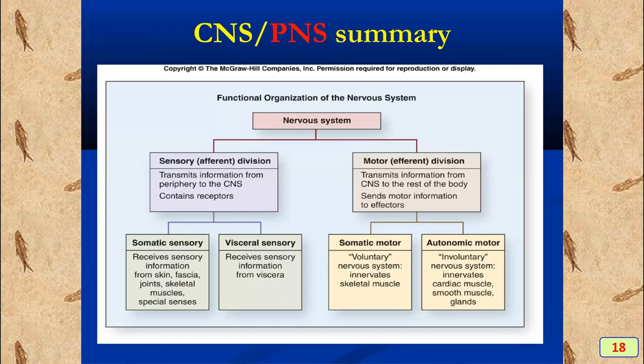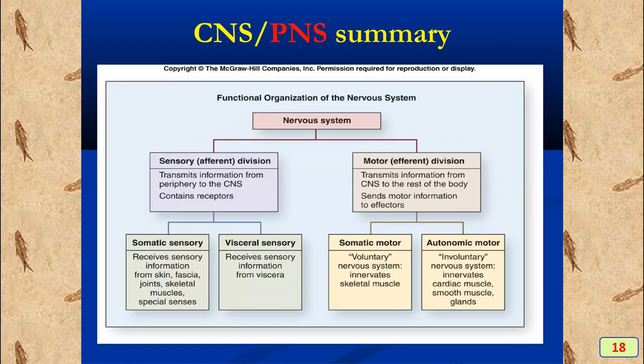Then here is once again a diagrammatic representation of the functional organization of the nervous system, like the sensory or afferent division. As already explained, it transmits the information from the periphery to the central nervous system and contains the receptors. The motor efferent division transmits information from the CNS to the rest of the body.